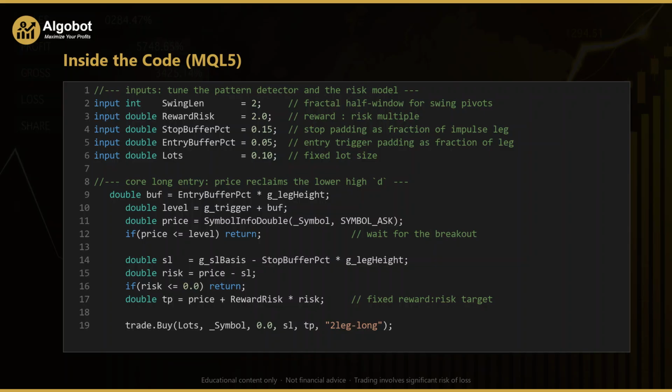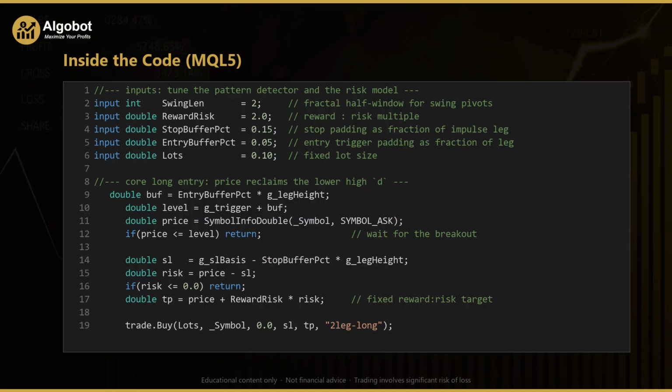Stop buffer percentage adds padding beyond the protective swing, expressed as a fraction of the impulse leg height, so a wider leg gives a wider cushion. Entry buffer percentage does the same for the trigger, requiring price to break a little beyond the level before committing. And lots simply sets the fixed trade size.